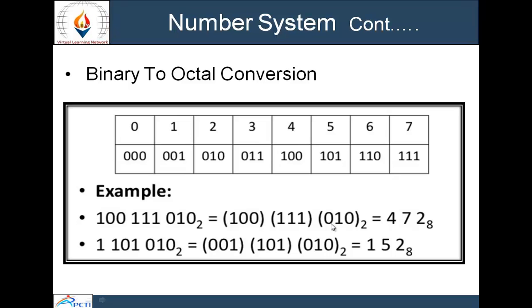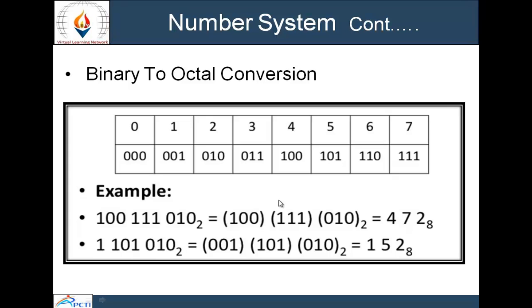Now you will get the set of 3 digits of a particular binary number, and the next step you have to perform is just write down the corresponding digit. That is, for 010 the digit is 2, so we will write down 2. For 111 the corresponding digit is 7, so we will write down 7. For 100 the corresponding digit is 4, so we will write down 4.